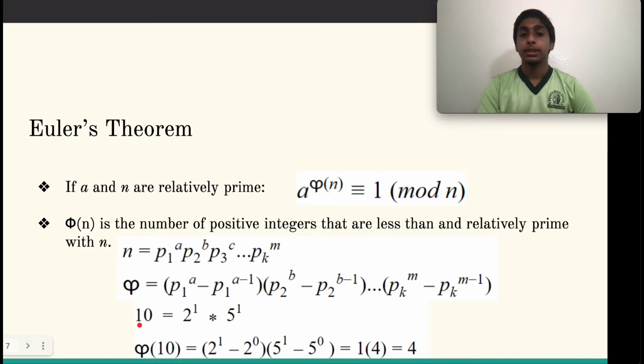So here I've done a little example. Let's just say that they ask you to find phi n, right? So this symbol and then n in parentheses, like right here. So 10, when we break it down, it's simply 2 to the power 1 times 5 to the power 1. That's its prime factorization, right? So then we can plug it into this formula. 2 to the power 1 minus 2 to the power 0, because that's what the formula says. And similarly, 5 to the power 1 minus 5 to the power 0. And we get 1 into 4, which is 4. So this is our power. This is what we'd write up here if we were solving this out using Euler's theorem.